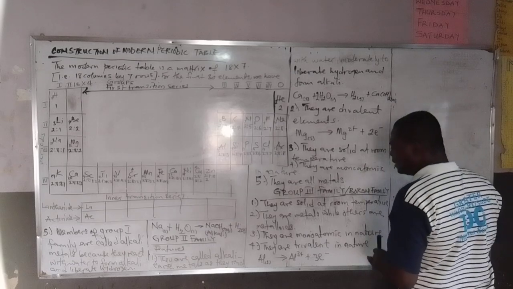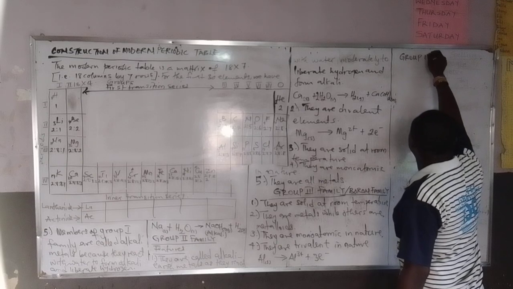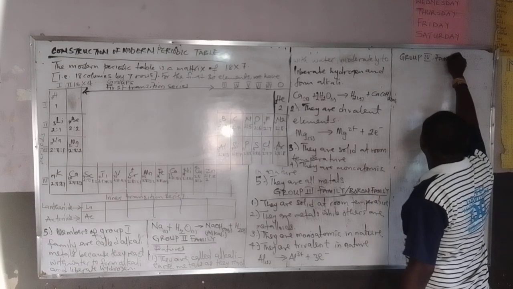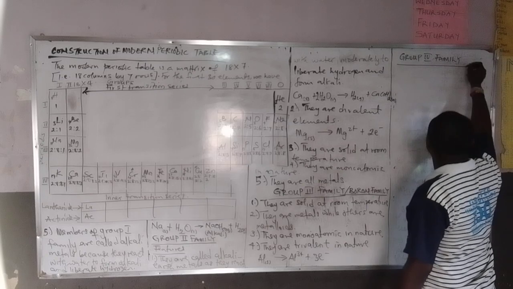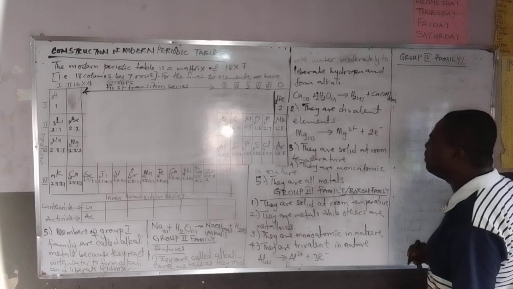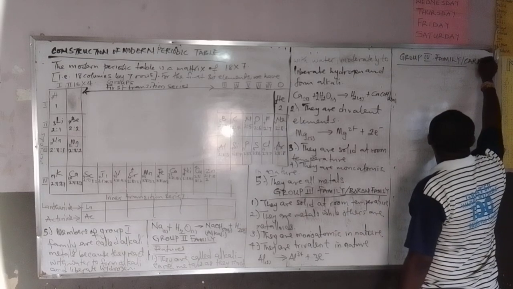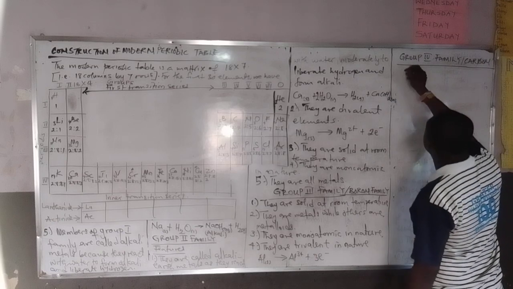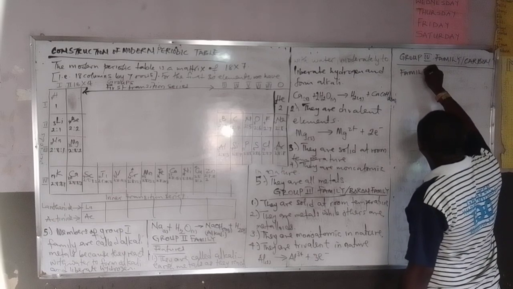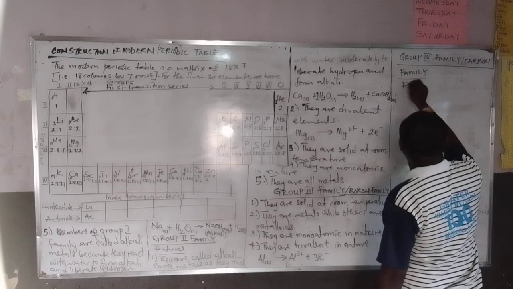Then let's talk about group 4 family. Group 4 family is also known as the carbon family. Now, let's look at their features.